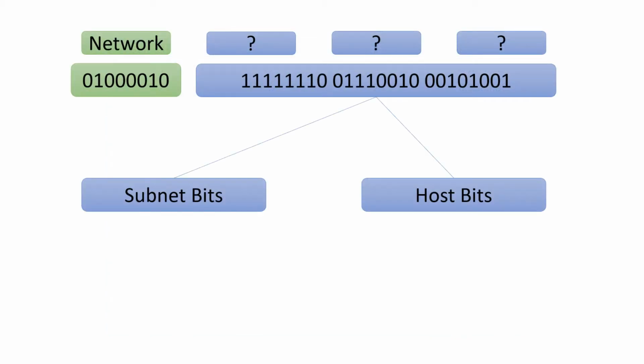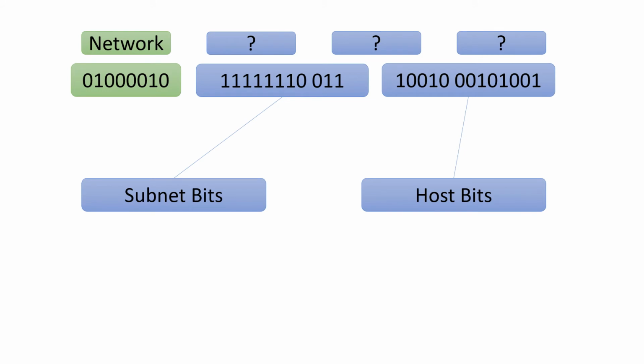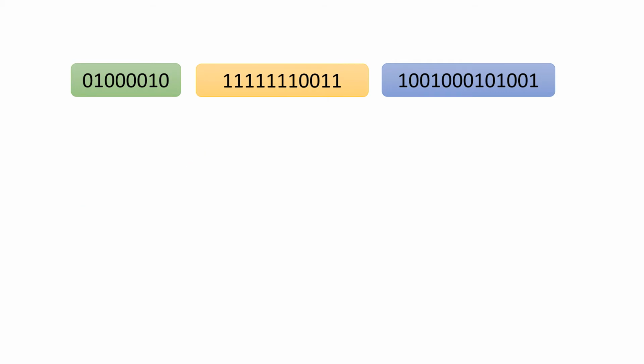Taking our example again, let's work out how many bits we want to address the subnets and how many we want available for hosts within each subnet. We will assume that we have 1,200 subnets that we want to include in our network. To work out how many bits we need to address these subnets, we convert 1,200 into binary. As you can see, this binary number is 11 bits long. Therefore, we need 11 bits for our subnets. So now we've split our 24 bits up further. We have 11 bits used for the subnet and 13 bits used for the individual hosts.